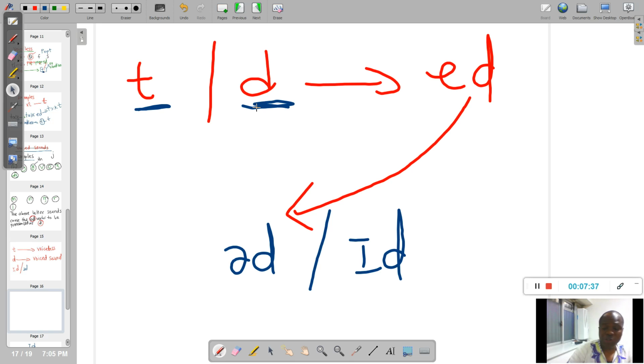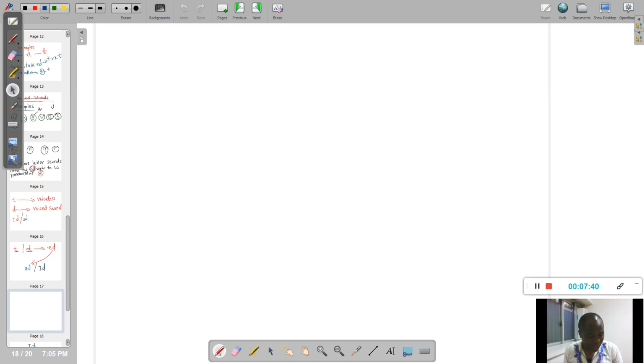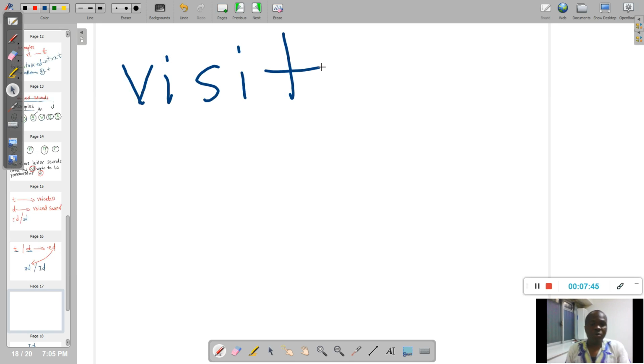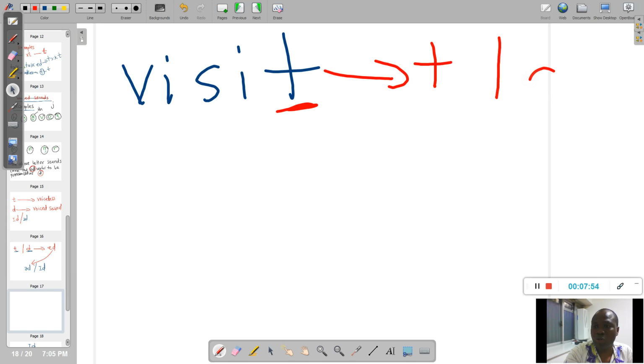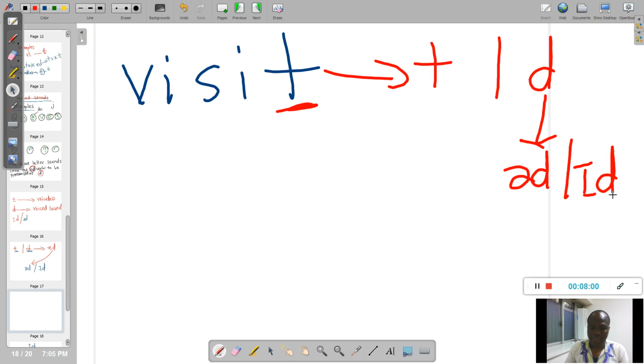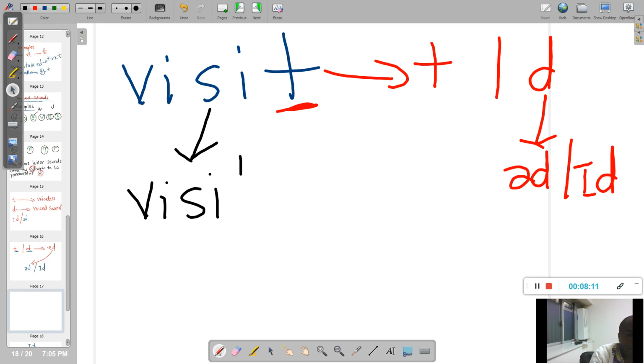Because of our time, I'll take a look at only one example. The word visit. If you look at the word visit, you realize that it ends with T, right? And according to our rule, if it ends with T or D, it changes the sound to ed or id. Let's make the past tense first so that we can pronounce it. To make the past tense, we spell the same thing, but this time we add ed after the T.